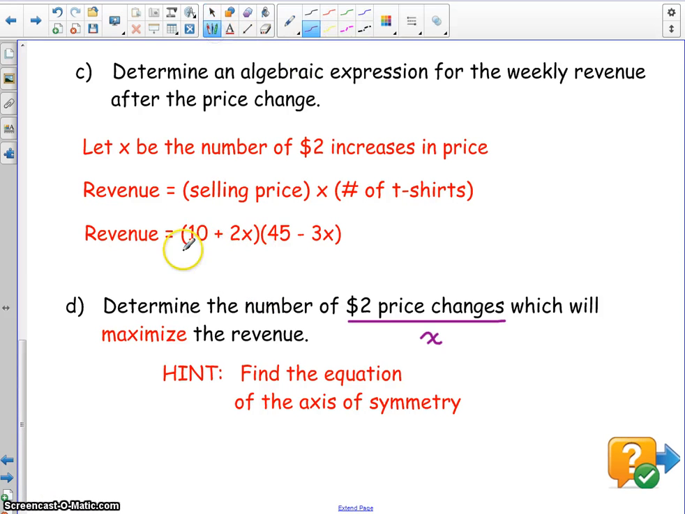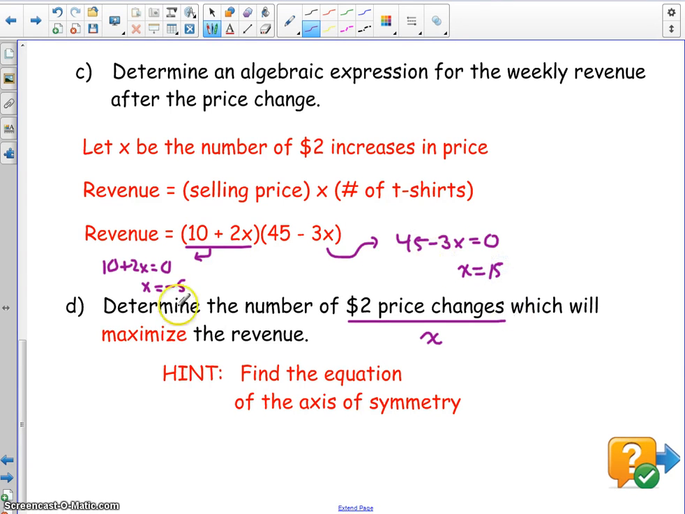Okay, so if you look up here, we have factored form. From factored form, we can find the zeros by setting each of these factors equal to 0. So we get 10 plus 2x. We set that equal to 0 and solve for x. And we get 45 minus 3x for the other factor. Again, set that equal to 0 and solve for x. You go through the algebra here, you're going to get x equals negative 5. And here you're going to get x equals 15.